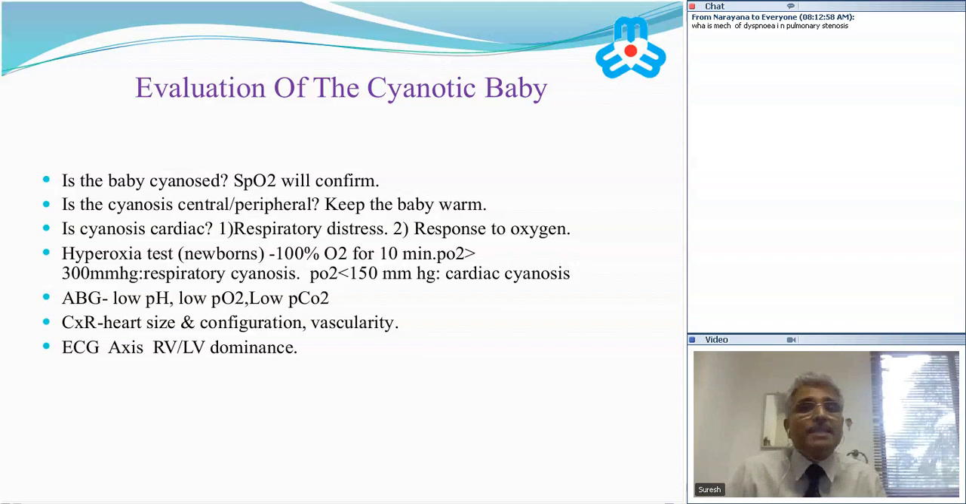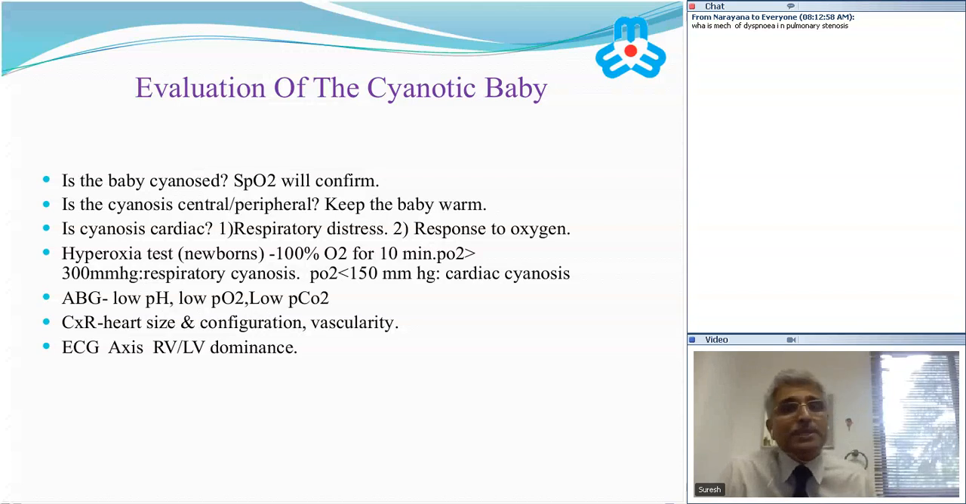Once the SpO2 is low, you see whether the cyanosis is central or peripheral. If you keep the baby warm, this issue is simpler. The periphery will not be cold, so you can easily make out whether a drop in SpO2 is due to a central or a peripheral reason.